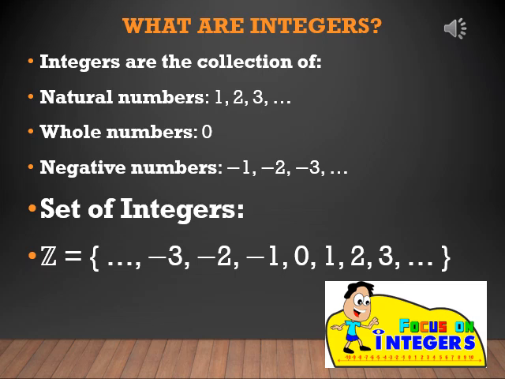When we combine positive numbers, negative numbers, and 0, we get a bigger family of numbers called integers. On a number line, integers extend in both directions, to the right with positive numbers and to the left with negative numbers, with 0 in the middle. In this chapter, we will learn how integers work and how they help us understand real life situations better.